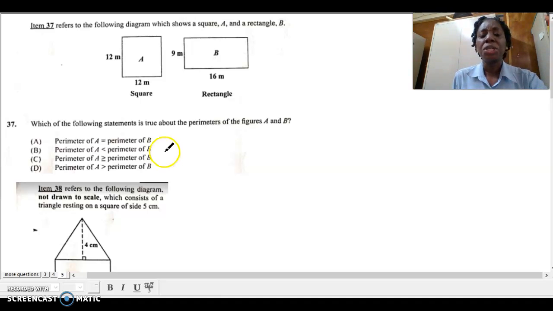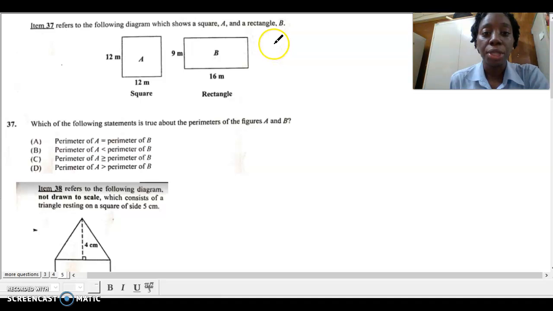First we need to recall the perimeter of a polygon. To find the perimeter of a polygon, in this case we have two quadrilaterals, we would add the lengths of all four sides of the figure. Beginning with the square, a square has equal sides. So if this side is equal to 12, it means that the other three sides are equal to 12 as well.